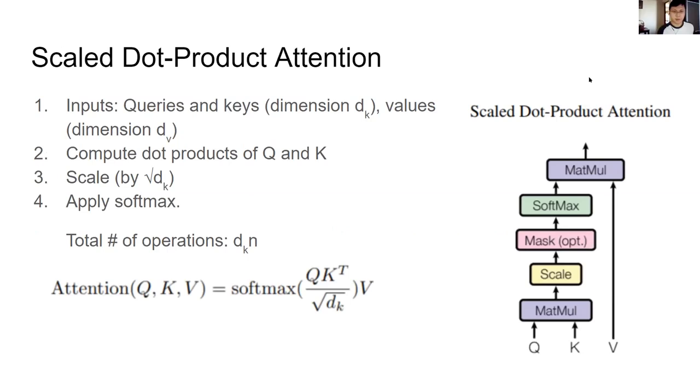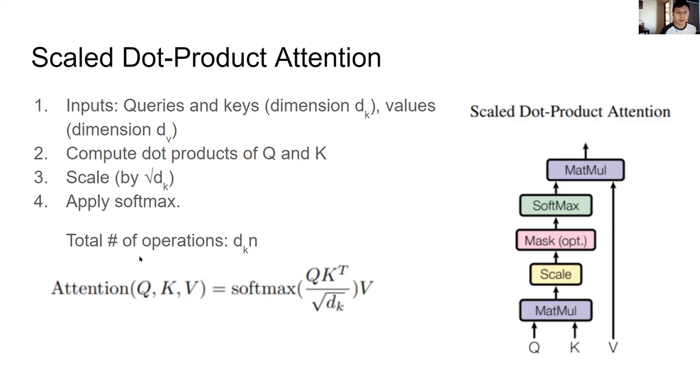Okay, so the paper introduces their attention unit, which is called a scaled dot product attention unit. The main idea is that you compute the dot products of the query and the key, and then you scale it by the square root of the dimension size, and then you apply a softmax to it. On the diagram on the right, they also have one step in pink, which is labeled as masking, but that is an optional step. So the main idea is that you take a dot product, you scale, and then you take a softmax. And then after that, you again take a dot product with the values.